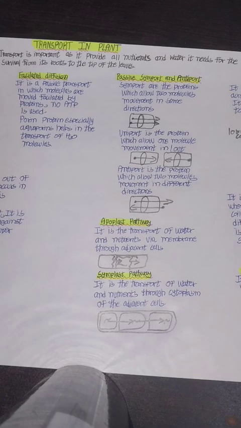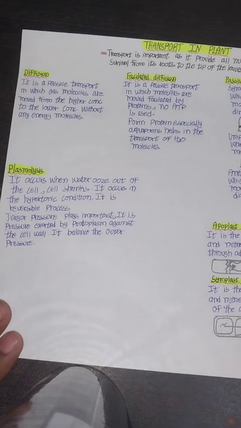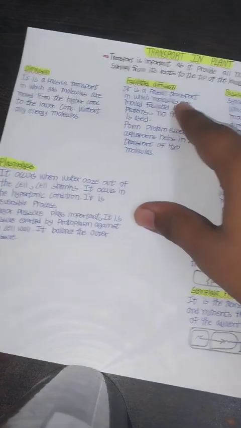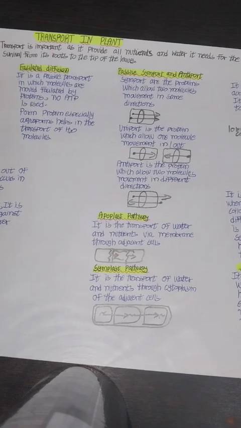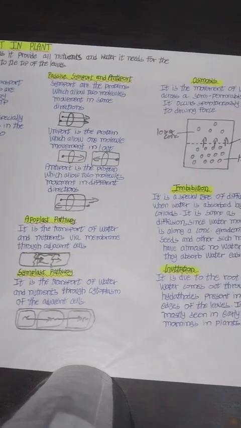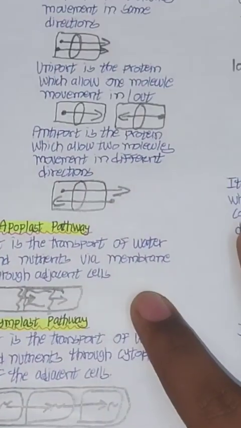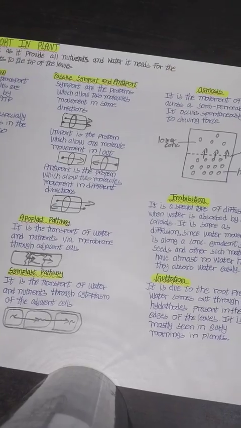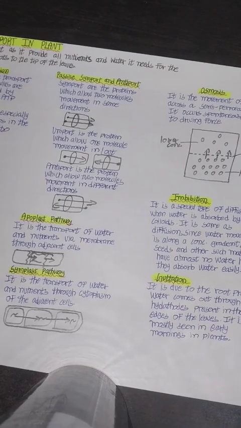There are so many various processes through which a plant makes the transport of water and nutrients possible in the whole plant system. The various processes include diffusion, then facilitated diffusion, then passive symport, antiport and uniport systems, then osmosis, then the apoplast pathway and symplast pathway, then plasmolysis, then imbibition, and at the last we have guttation.